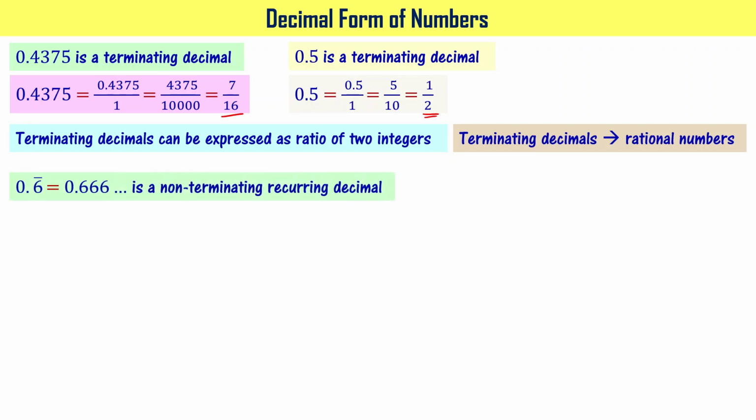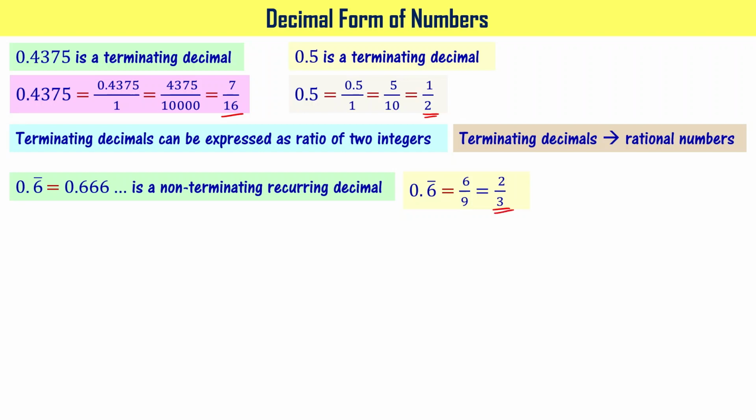We have also seen that 0.66666 and so on is a non-terminating recurring decimal, right? And we have seen how to express this particular decimal as a rational number. That is equal to 2 by 3.